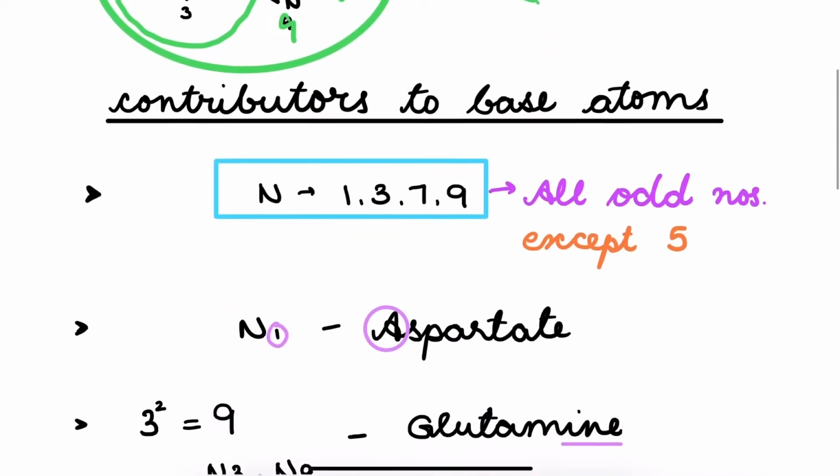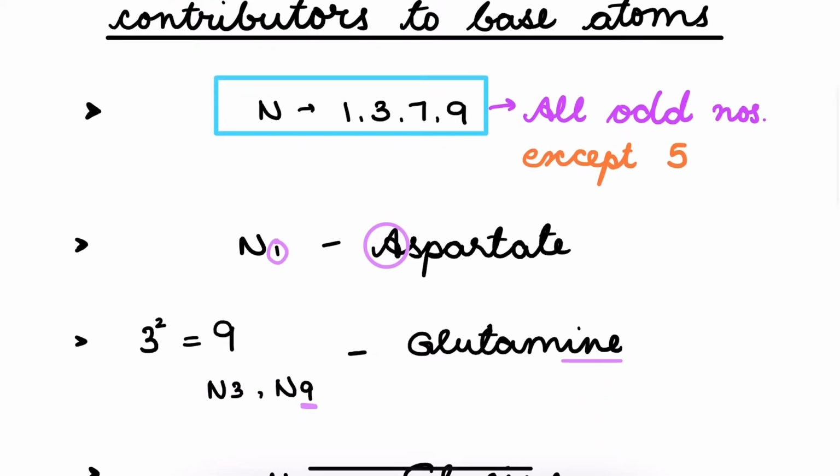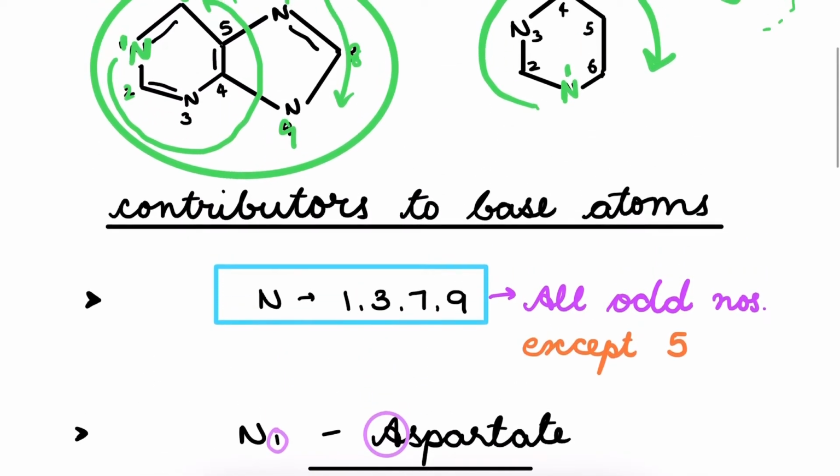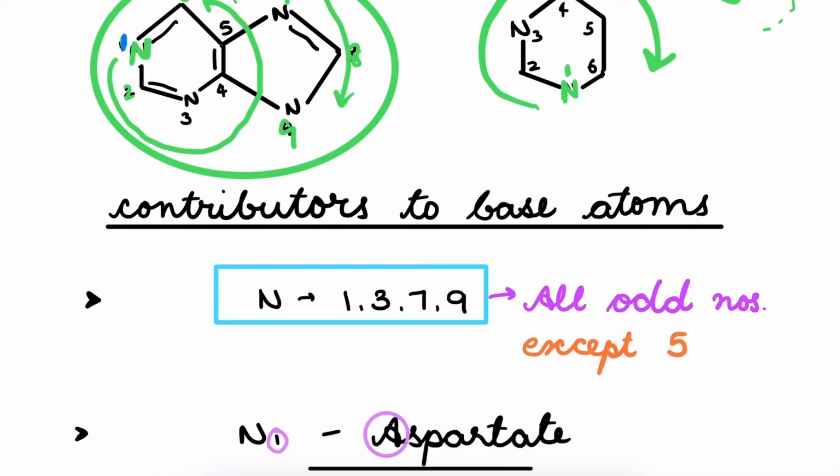Okay, let's move on to the tricks for contributors to base atoms. When you're going to draw the structure of a purine, always remember that the nitrogen will be occupied in all the odd number positions except for 5. Here you can see that the nitrogen atom is occupying number 1, number 3, not 5. Remember, it's an exception, and then 7 and then 9. So in all odd numbers except 5.